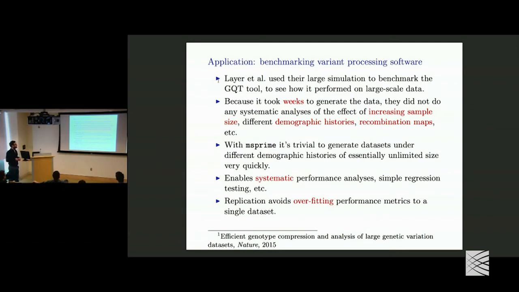So Ryan Lair and the others didn't actually care about trees when they did their simulation. All they wanted to do was to get some sequence data so that they could try out their GQT tool at scale and see how it performed. And because it took literally weeks to generate the data, they didn't systematically analyze the effects of different population processes.